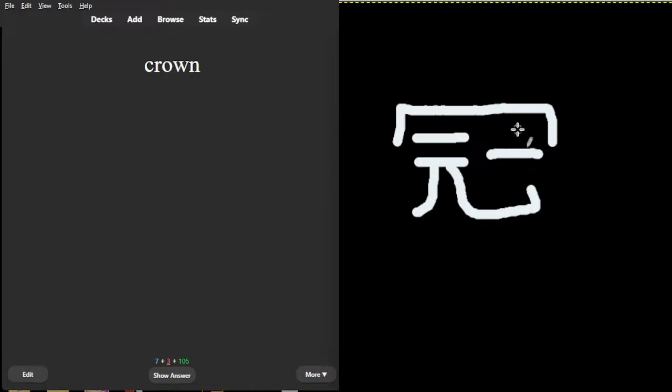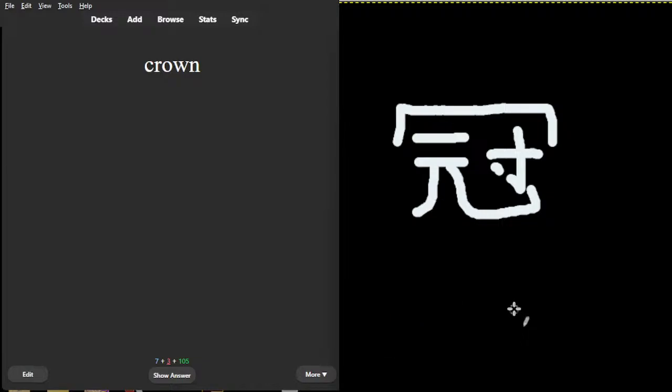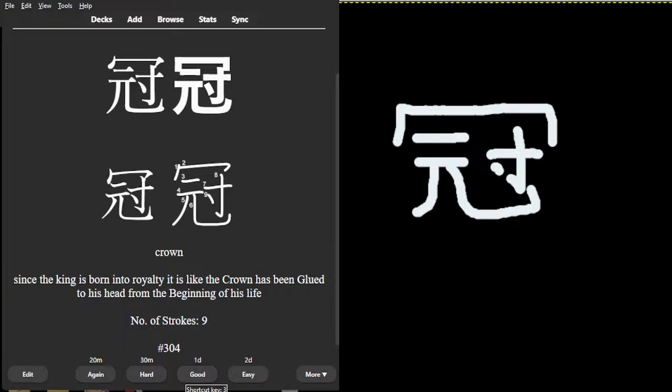This is not how you do these, so this beginning is usually not past this point. Is there a quick way to, without knowing? Yeah, I don't know these. Typically, beginning is just this, but for this one we extend it over, and this could be way off. No, I got it. Since the king is born into royalty, it's like the crown has been glued to his head from the beginning of life.